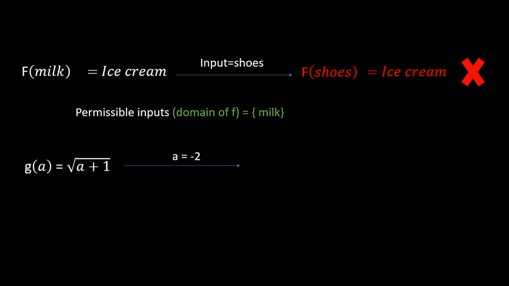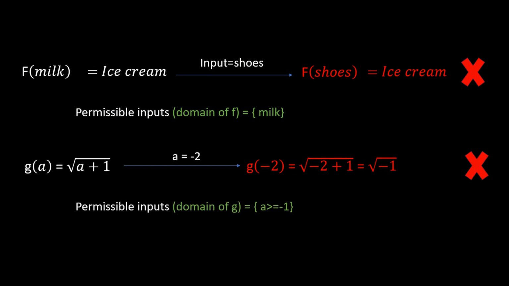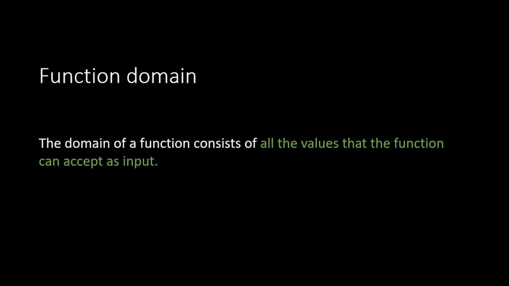For instance, in the function g(a) equals the square root of a plus 1, if a is negative 2, then g(-2) is the square root of negative 2 plus 1, which equals the square root of negative 1. That is undefined. So the function can't accept inputs less than negative 1. The domain of g is all numbers greater than or equal to negative 1. So the domain of a function is basically all the inputs it can handle.